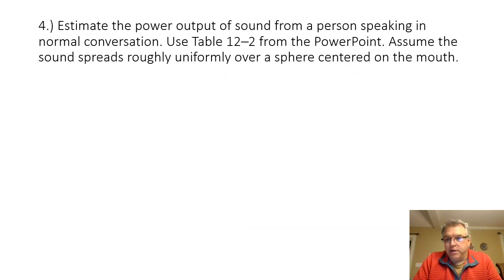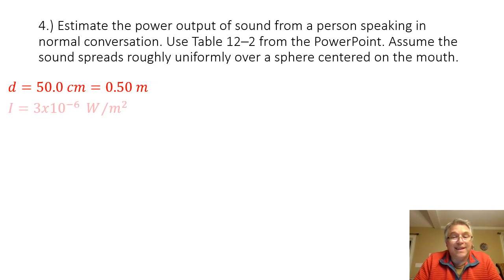Problem number 4, we're going to change gears for a moment here. Estimate the power output of sound from a person speaking in normal conversation using table 12.2 from the PowerPoint, and that is from the section on intensity in the PowerPoint. Assume the sound spreads roughly uniformly over a sphere centered on the mouth. So the distance for a normal conversation that we're going to use is 50 centimeters, which is equal to 0.50 meters. The intensity of normal conversation at that distance is 3 times 10 to the minus 6 watts per square meter, and that is what I got from the table.